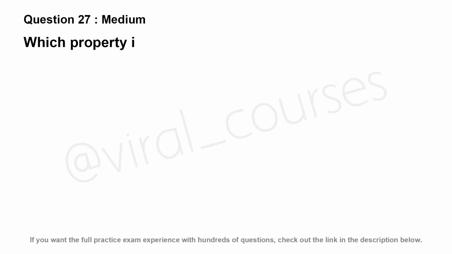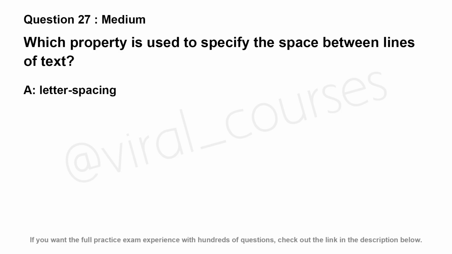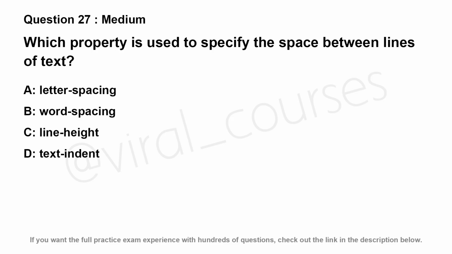Which property is used to specify the space between lines of text? Option A, letter-spacing. Option B, word-spacing. Option C, line-height. Option D, text-indent.